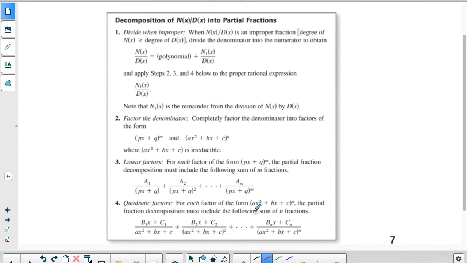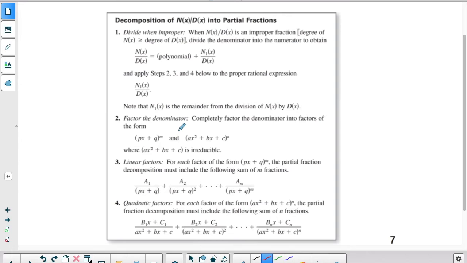Now when we start doing partial fraction decomposition, there are four main steps. The first is we need to divide when improper. When we're talking about improper fractions, we're talking about the degree of the numerator being greater than the degree of the denominator, so the degree of the polynomial on top is greater than the degree of the polynomial on bottom. Whenever this happens, we have to divide or simplify it down so that the degree of the polynomial on top is less than the degree of the bottom. And we have whatever simplified out front, and that'll make more sense when we come across it.